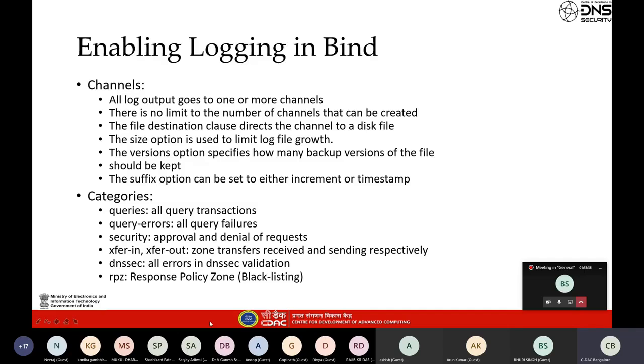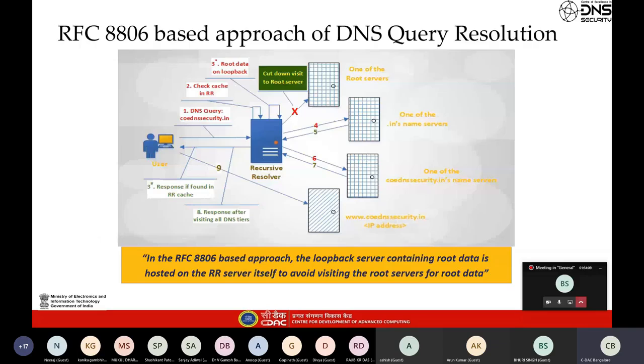And security is one type of category wherein the approval and denial of requests are stored. And xfer-in and xfer-out are for zone transfers which are received and sent respectively. And all errors related to DNSSEC validation are channelized into this particular category, DNSSEC. And RPZ, response policy zone, is one more category.